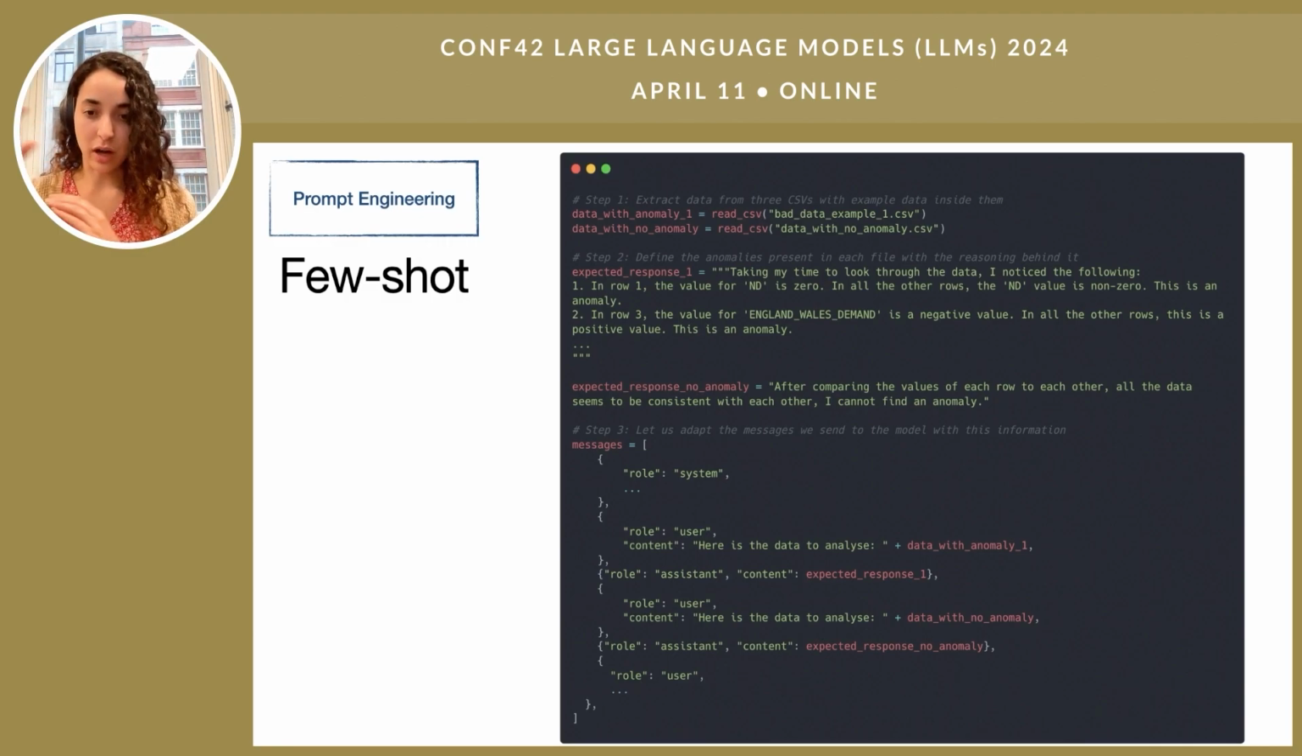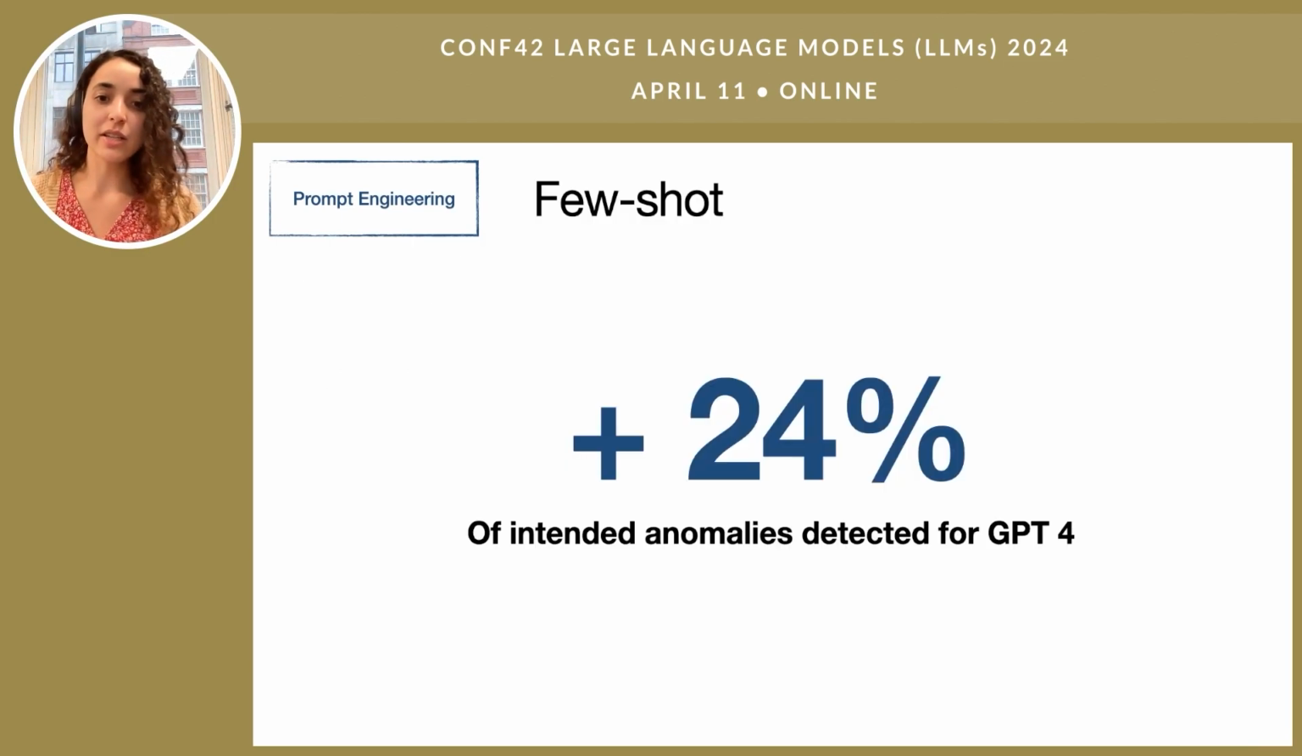So I've done that only twice. I've given it an example of some bad data and an example of data with no anomaly. And at the end, I'm going to give it that final prompt of, okay, this is the data I want you to analyze. What happens in this case? We up the number of intended anomalies detected by about 24% for GPT-4. So that's a massive increase. It really does a lot better when you've given it some examples.